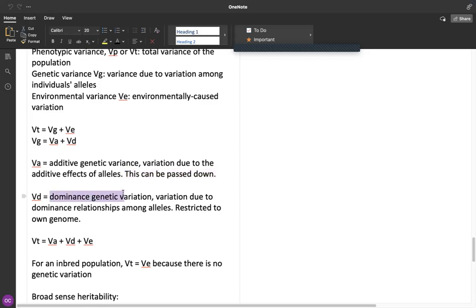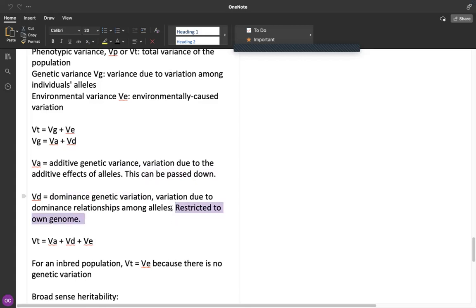Whereas in dominance, genetic variation is due to dominance relationships among alleles. So for example, if somebody is heterozygous for a certain gene, then that dominant allele is generally going to win out over the recessive allele and produce that certain phenotype associated with being dominant. But this cannot be passed down.